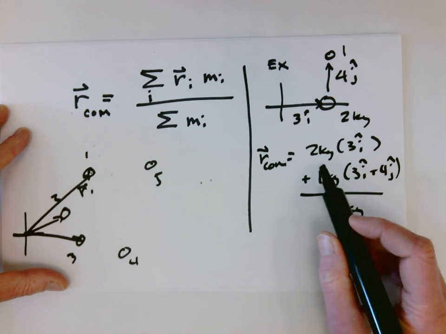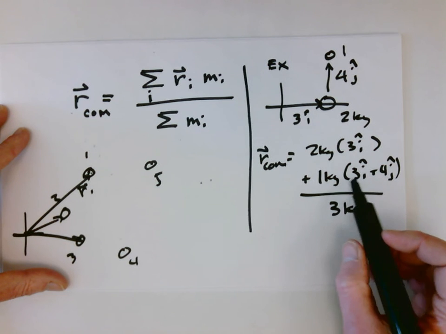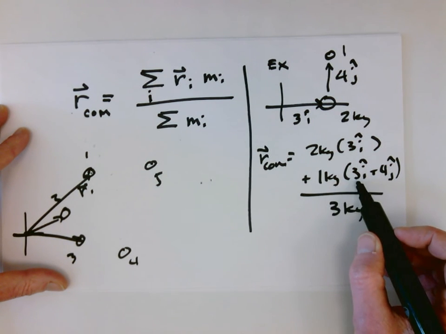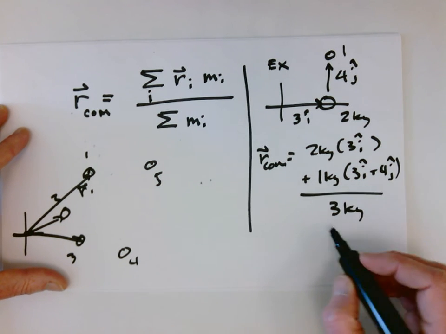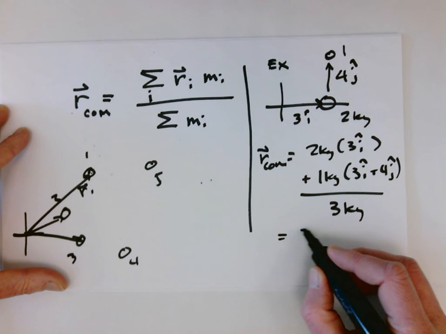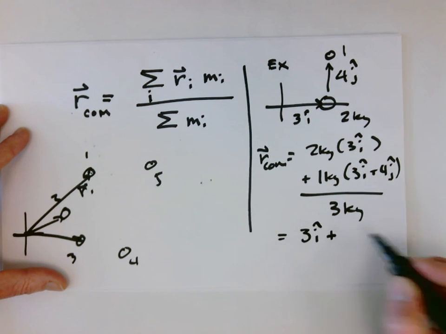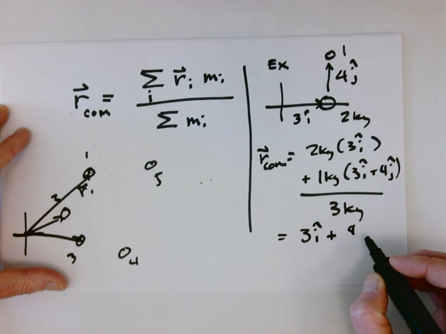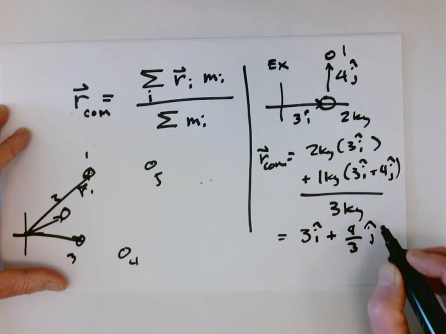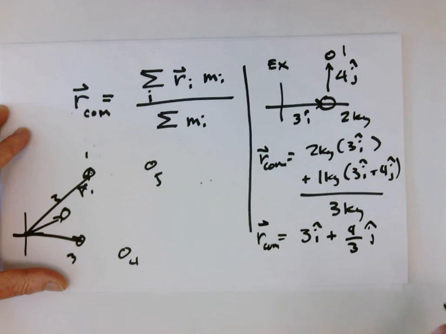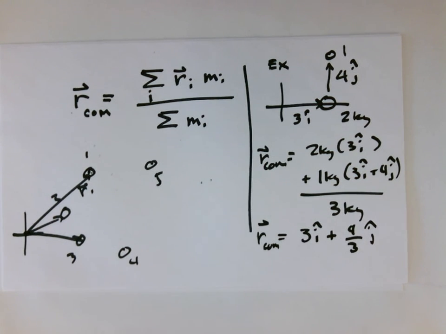When I actually do that math, I get 6 i hat kilogram-meters plus 3 i hat kilogram-meters plus 4 j hat kilogram-meters. I divide by 3, and so I end up getting 3 i hat plus 4 over 3 j hat as the center of mass. So that's a simple example of calculating center of mass for a system of particles.